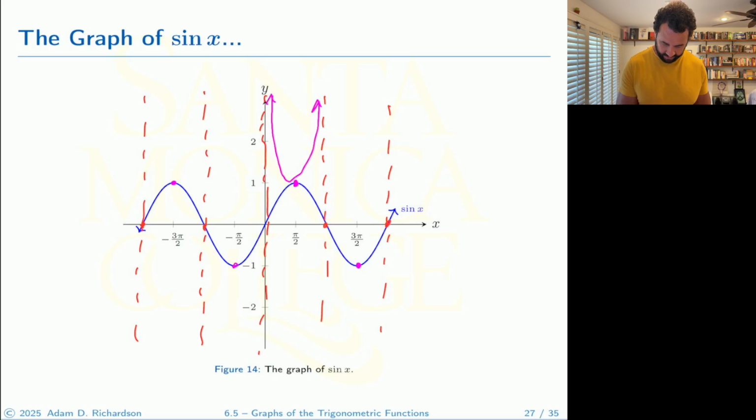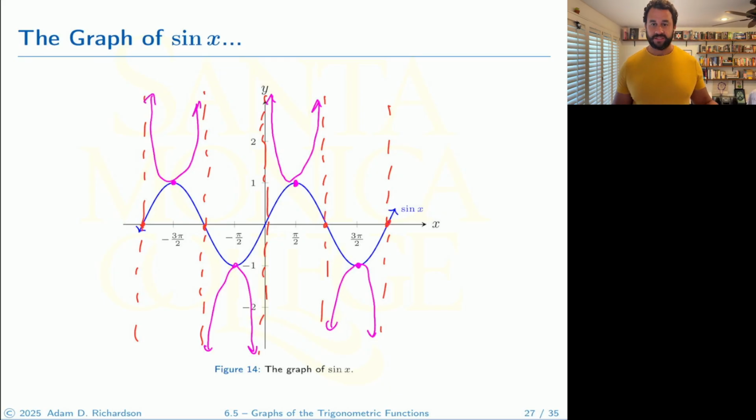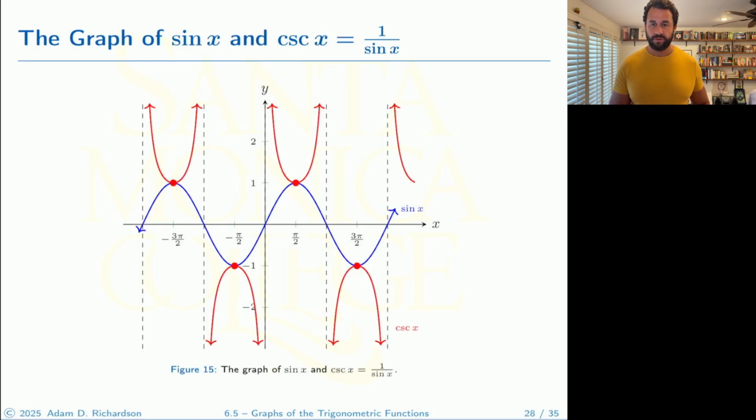Goes up like that, like that, and like this. I can do better than that. Come on. And that's the graph of secant, cosecant, sorry. How did I do? Oh, pretty good. It's good for a sketch, right?